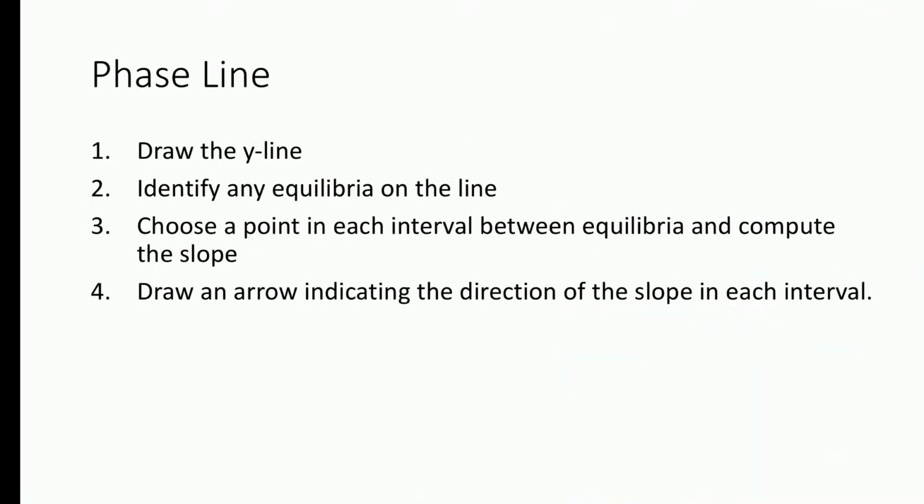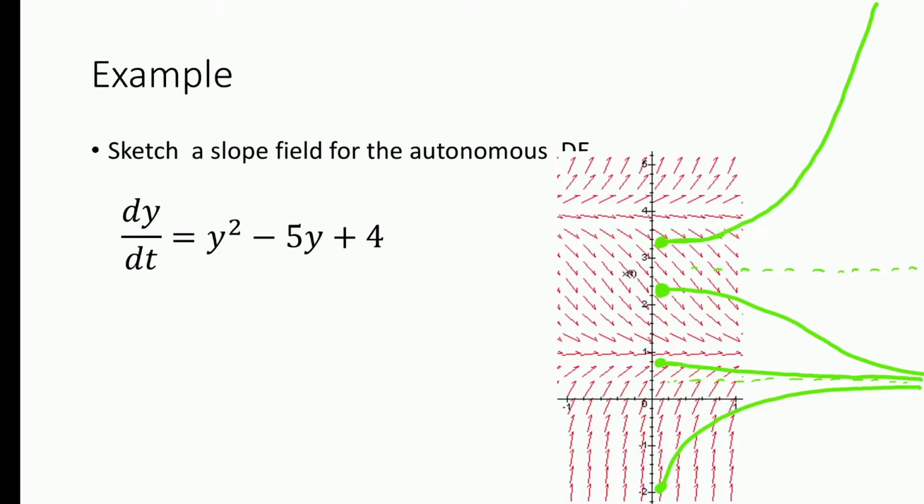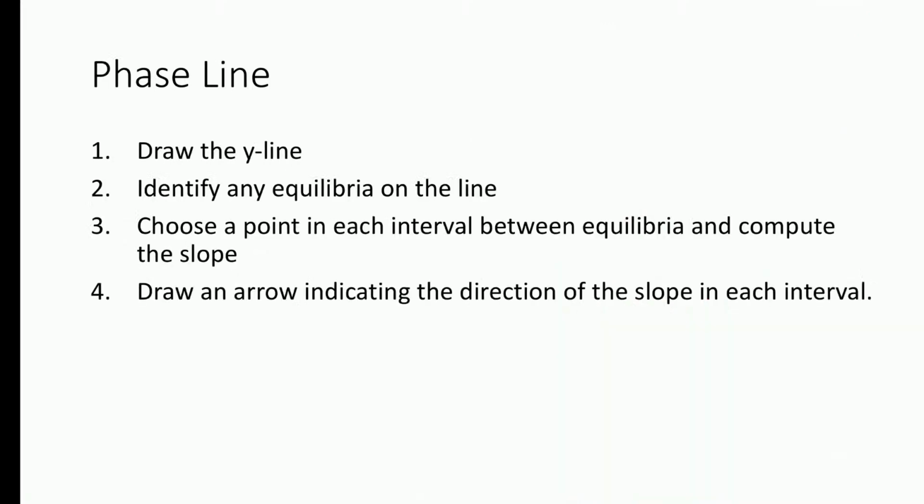So this is called a phase line. And the way you draw this is pretty straightforward. You draw the y line. You identify any equilibria. So these 2 points are called equilibria. Each one is an equilibrium. You choose a point in each interval and compute the slope, and then you draw arrows and you're done. That's pretty much it.